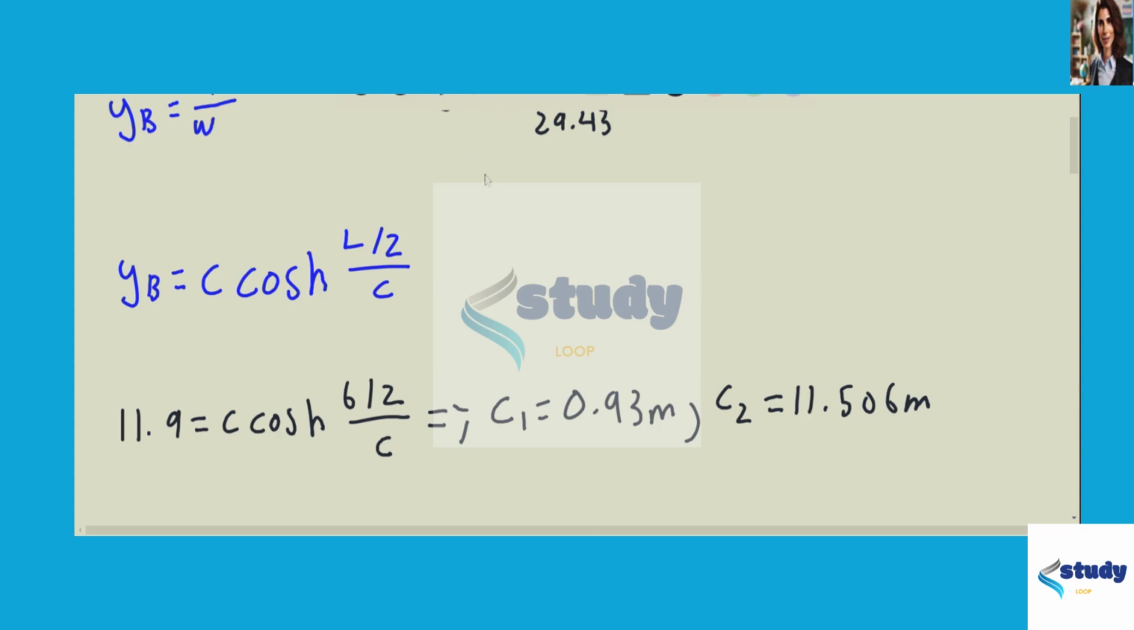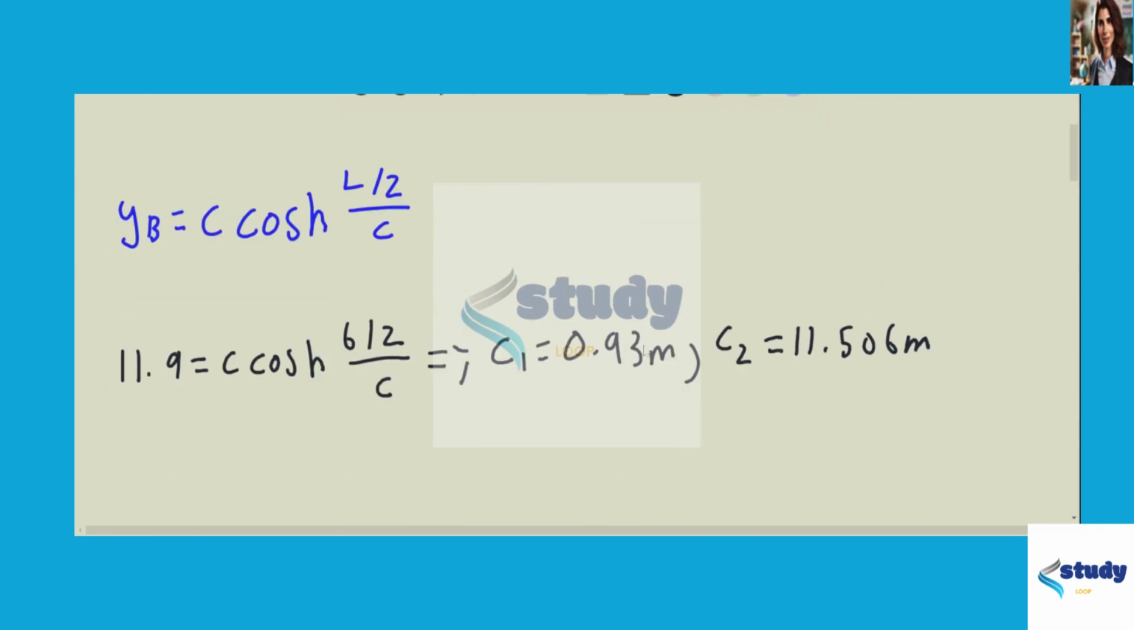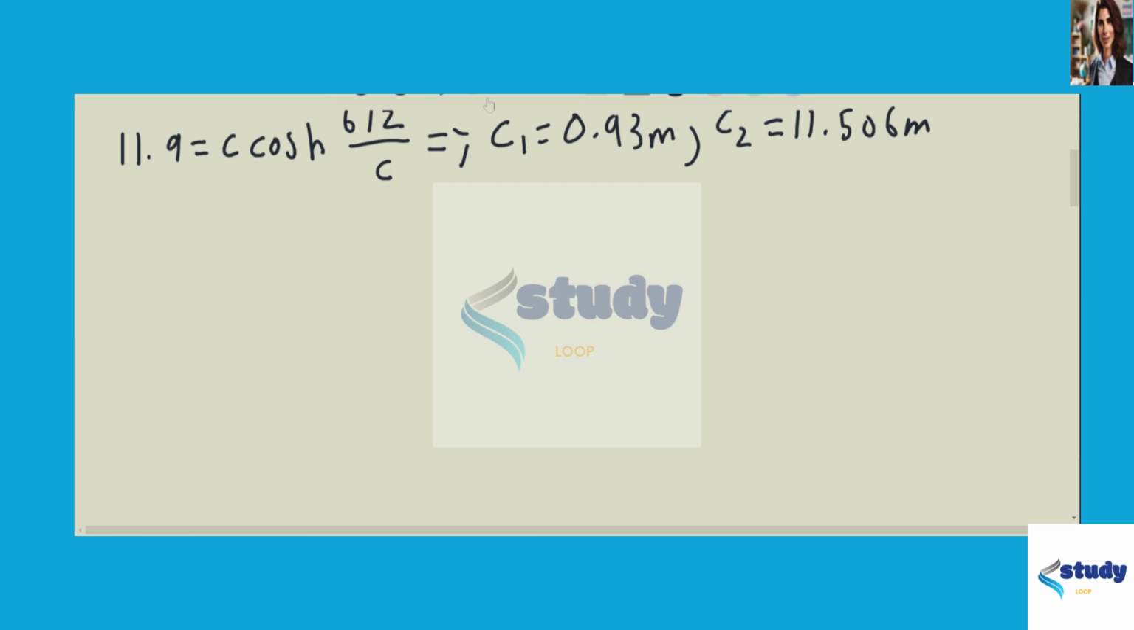So now, to get the length h, so this length h is what we're trying to find, we can say that length h is going to be equal to y of B minus the value of c. So we can plug in c1 first. So we have h is equal to 11.9 minus c1, and that will give us a length of 10.97 meters.